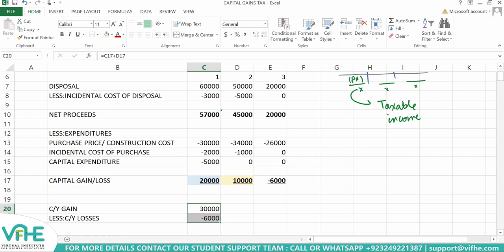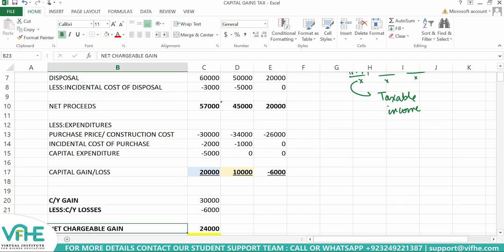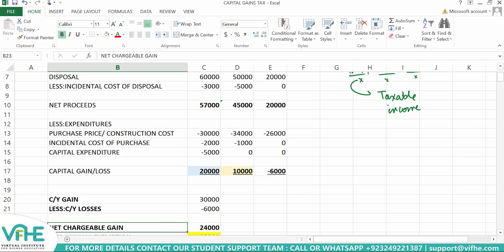Multiple assets were sold, a few were sold for a gain, and there was an asset which was sold at a loss as well. So current year gains and current year losses, in the same tax year, are going to be netted off against each other. And that's how we come to know our net chargeable gain, the net capital gain. So the net figure is 24,000 pounds.